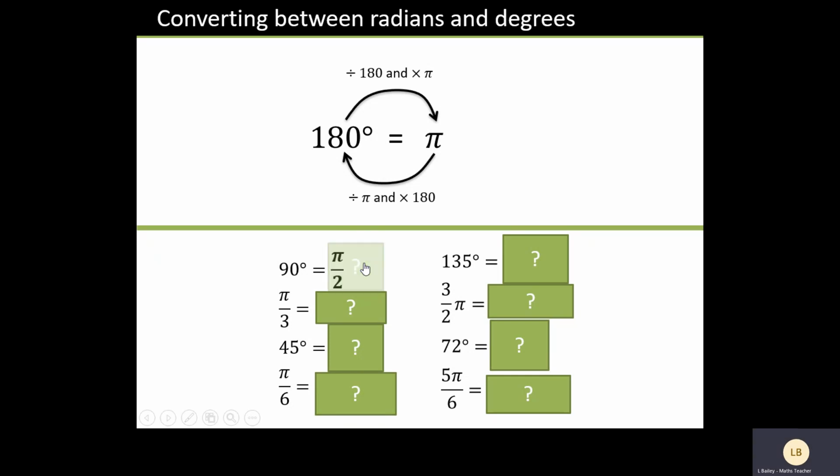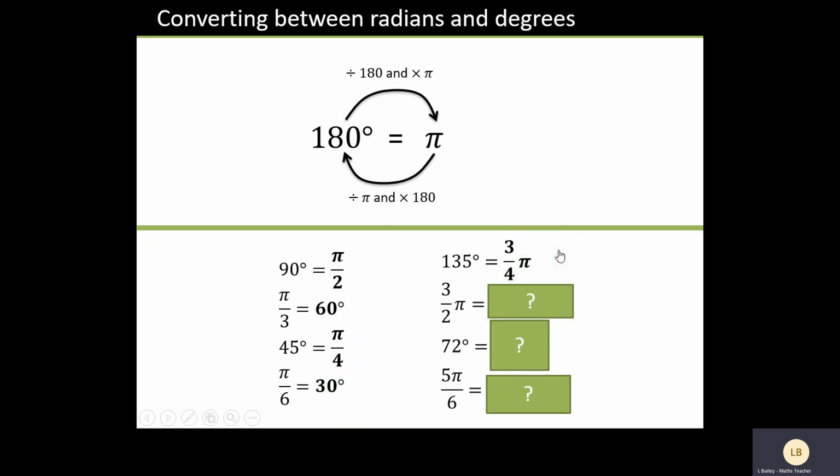So if 180 is worth pi, if I halve both sides, 90 is pi by 2. Divide both sides by 3, pi by 3 is 60 degrees. 45 would be pi by 4. 30 is pi by 6. 3/4 pi is 135. 270 is 3 pi by 2. 72 is 2/5 pi, and 5/6 pi is the same as 150 degrees.